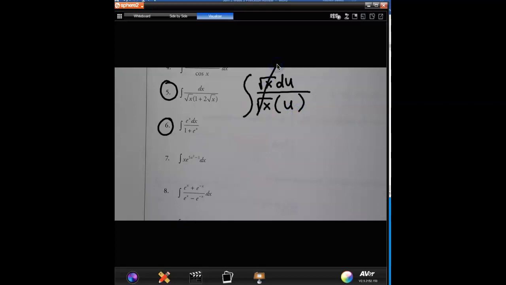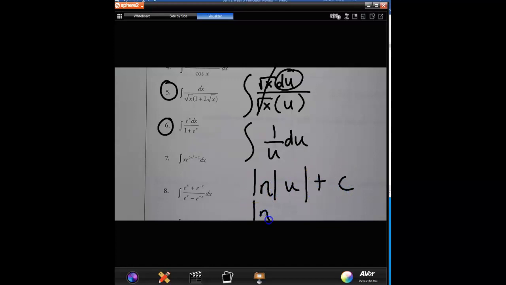So I like to get rid of those. I also don't like having the du on the top. I like to put it down on the side, and so we have this. And what do you know? Now that I've done all that, it's a classic ln problem, if you remember your integrals. All right, and then the u is, we said, 1 plus 2 square root x. There we go. And that's the end of that problem.